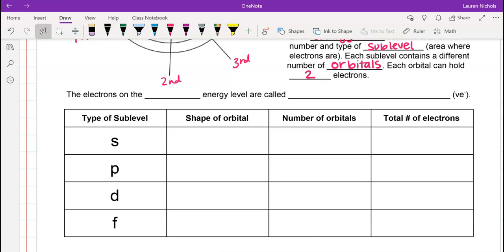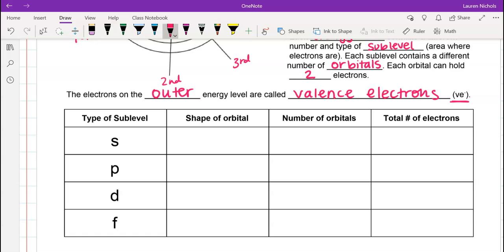The electrons on the outer energy level are called valence electrons, and those are going to be a big deal. They're used for bonding, and you're going to need to be able to calculate them. The symbol we use for valence electrons is the symbol for an electron with a V in the front.